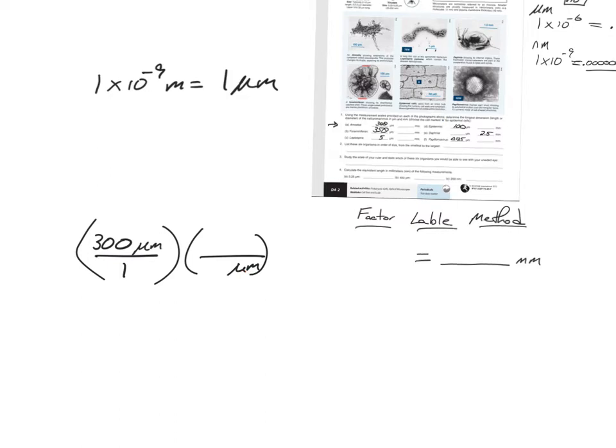Meter. So 1 micrometer equals 10 to the negative 9 meters. Are we clear? I'm giving you the equivalence. I wrote it down. 1 micrometer is 1 times 10 to the negative 9 meters. You can write it a different way. 1 meter equals 1 times 10 to the 9 micrometers, right? 1 meter is a million micrometers. Or 1 meter can be divided into 1 million smaller pieces. Does that make sense?